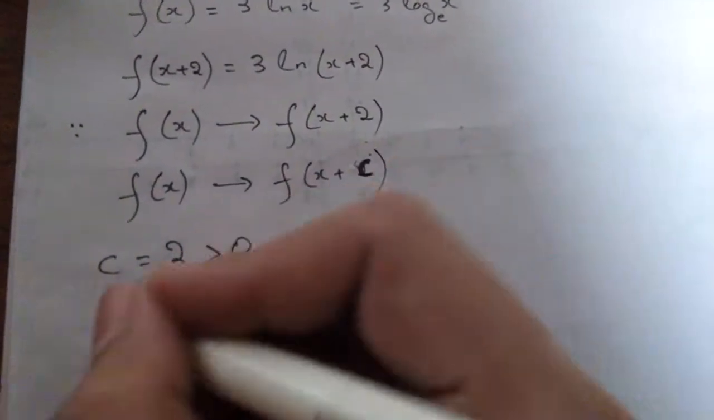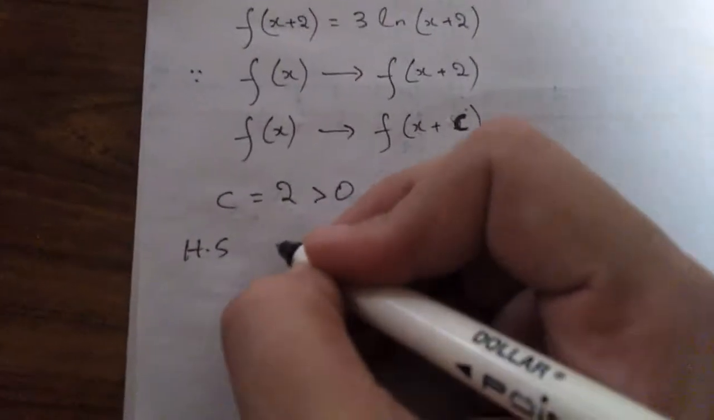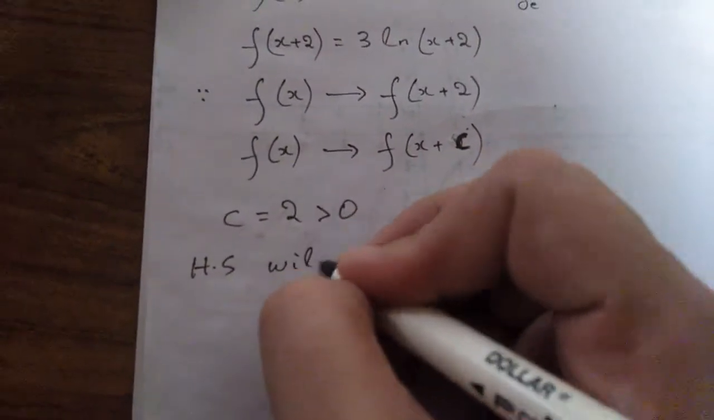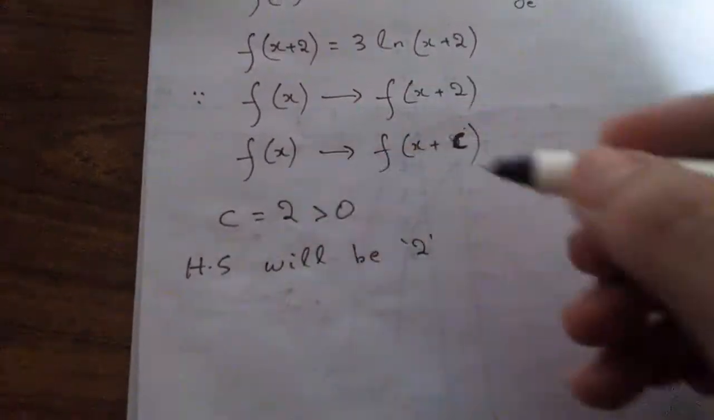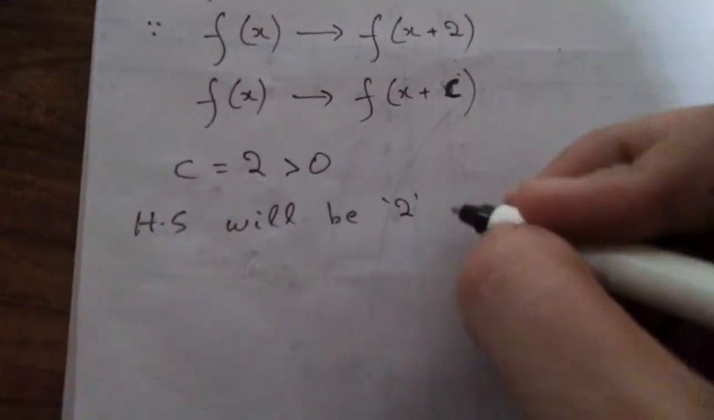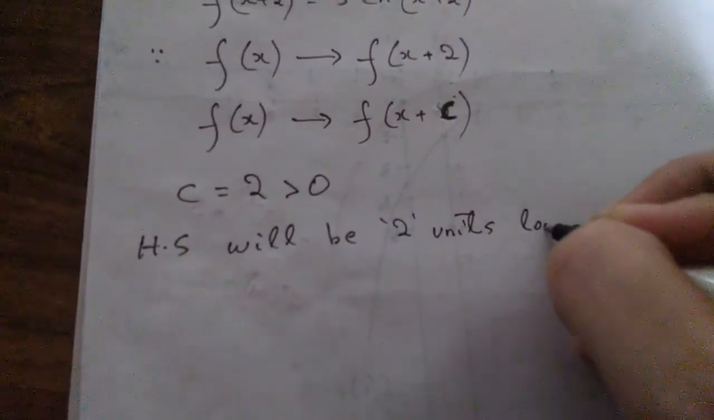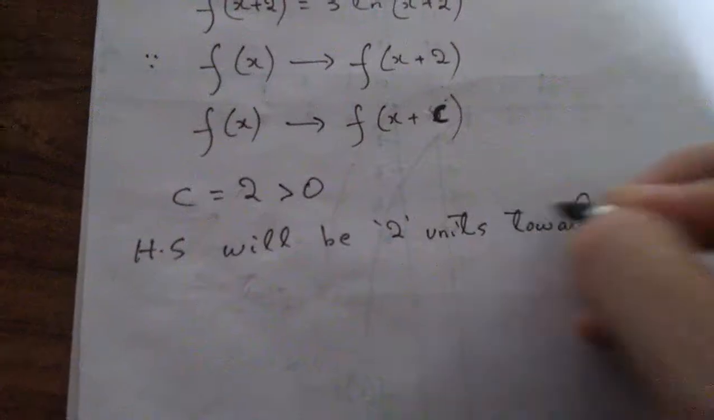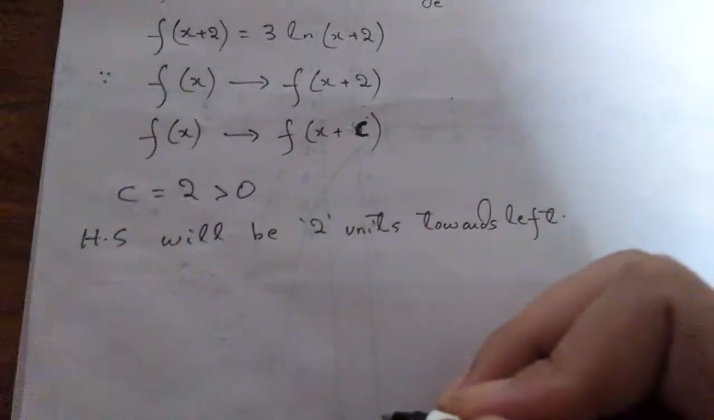So your horizontal shift will be 2 units, or c units. C is 2 here, so horizontal shift will be 2 units towards left. Okay, this is it.